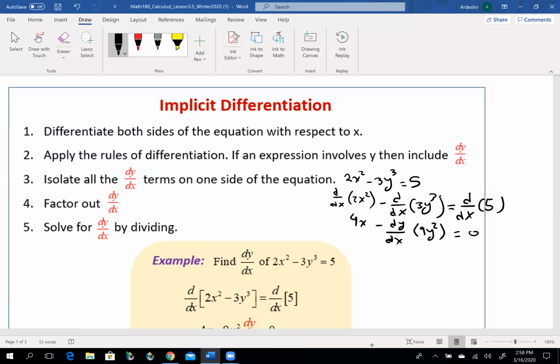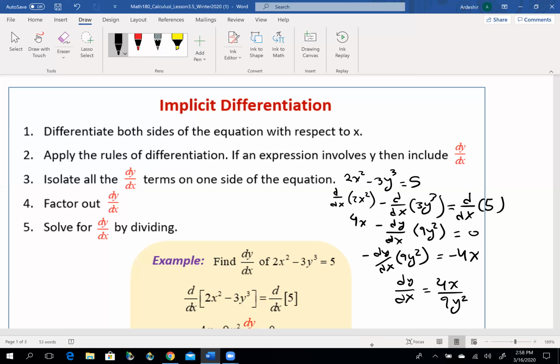Now I'm going to isolate dy/dx. First, I'm going to subtract 4x from both sides, so I have negative dy/dx of 9y squared equal to negative 4x. Finally, because I want to isolate dy/dx, I'm going to divide both sides by negative 9y squared. So I have dy/dx equal to, negative divided by negative is positive, so my final answer is going to be 4x over 9y squared.